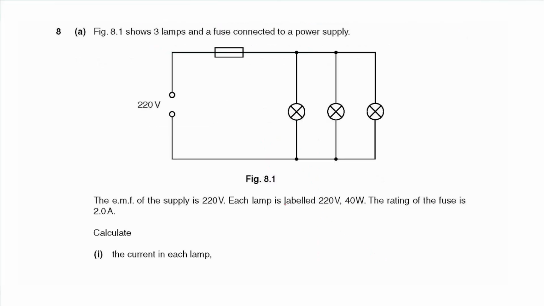Question 8a says figure 8.1 shows 3 lamps and a fuse connected to a power supply. The EMF of the supply is 220 volts. Each lamp is labeled 220 volts and 40 watts. So this is the normal operating voltage and power. The rating of the fuse is 2 amperes. This is the maximum current it can take before melting.